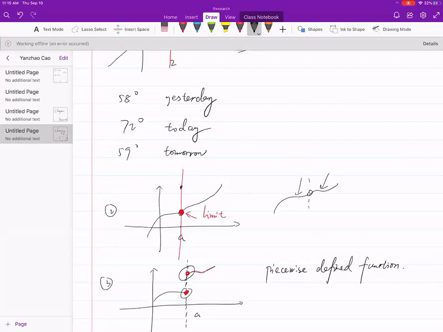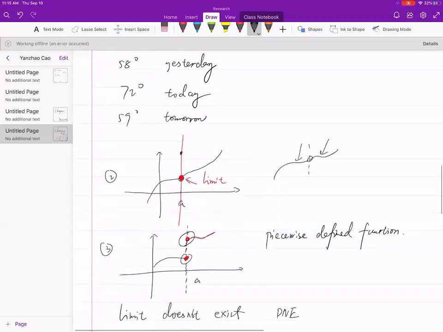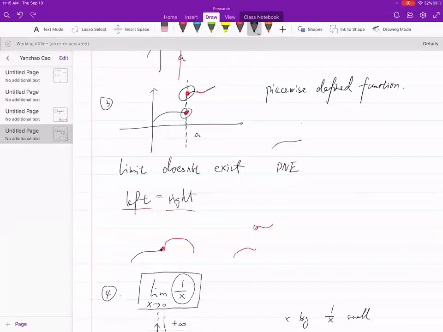Now things get a little bit tricky if you have a jump. Then what you should do is check the left, check the right, and hopefully they are the same. If they are the same, we have a limit. If they're not the same, we don't have a limit.